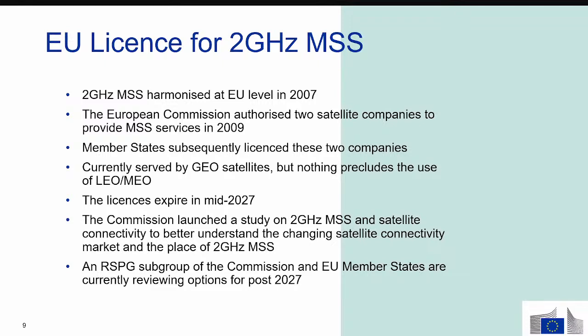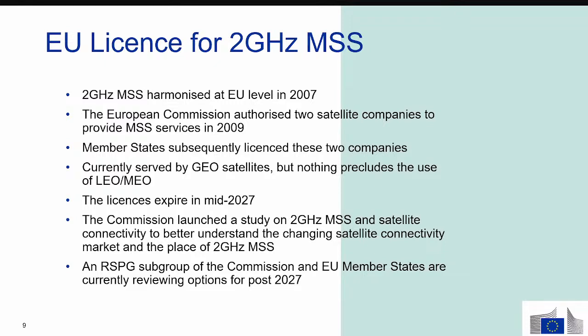One area where we do harmonize at EU level is the 2 GHz MSS bands. So these are a set of bands around the 2 GHz frequency. So it's a 2 by 30 megahertz. It's harmonized at EU level. And in 2009, the European Commission authorized 2 satellite companies to provide MSS services across the EU. The member states then subsequently licensed these 2 companies, and these 2 companies are now gearing up to provide services. And indeed, in fact, if you've flown in Europe, you will perhaps have received services from at least one of these companies while you're flying on one of the suitably equipped aircraft.